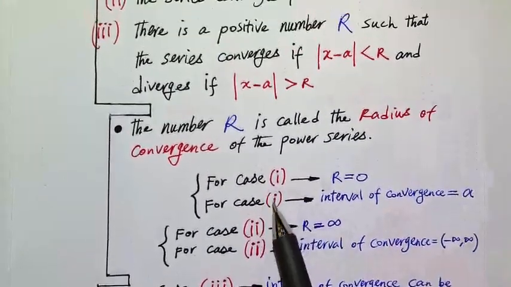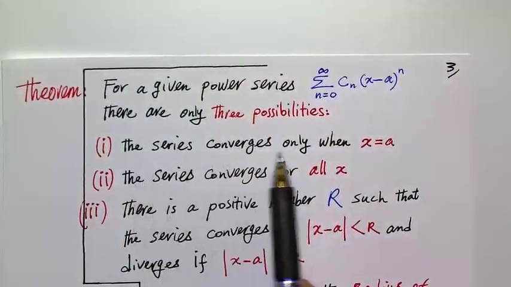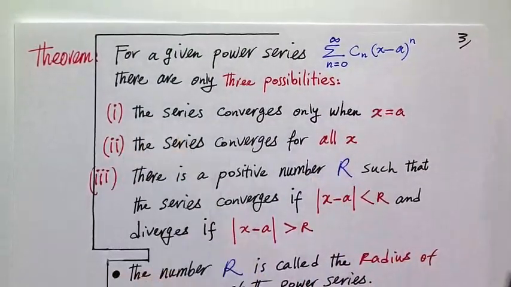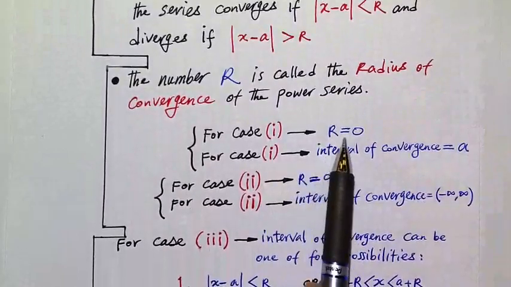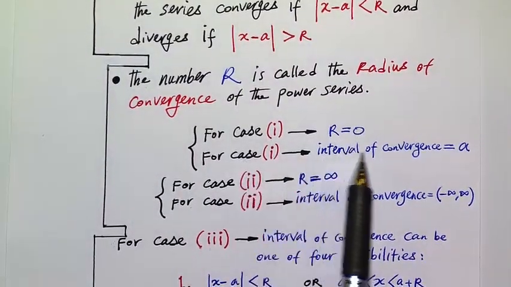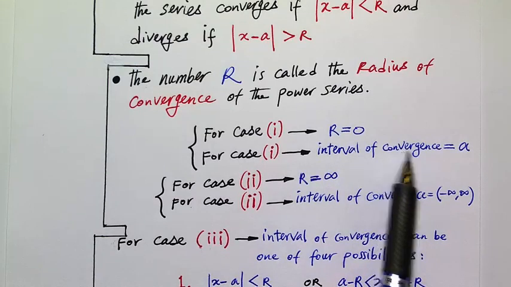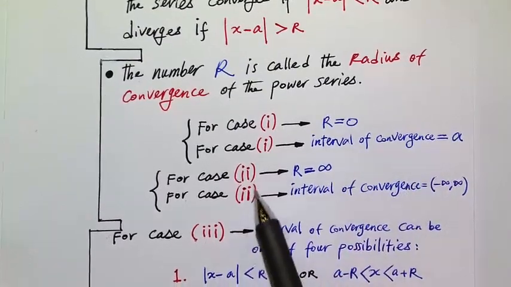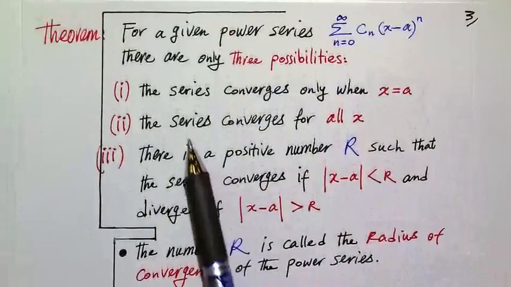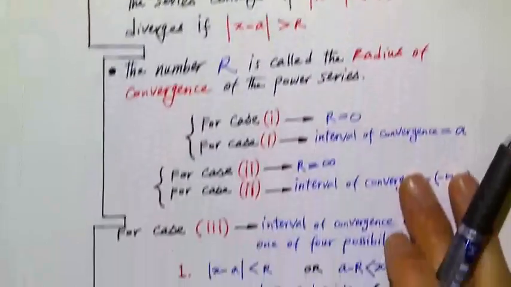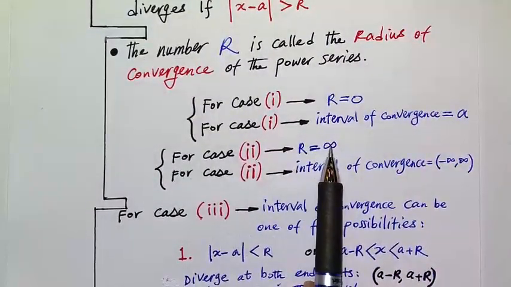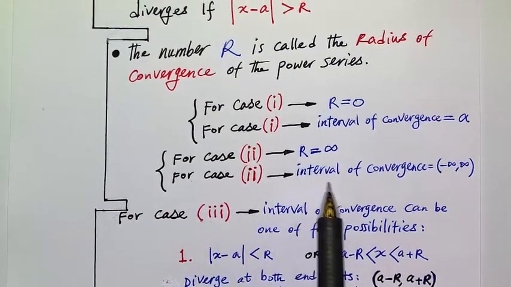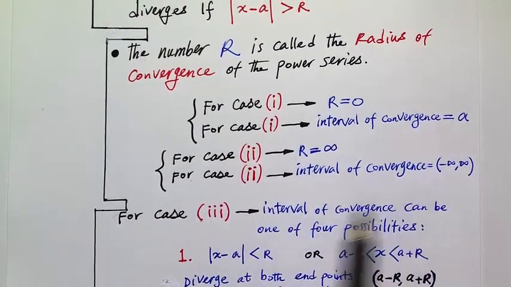For case 1, that's the case where the series converges only when x equals a. For case 1, r is equal to 0, and the interval of convergence is just one number, a. Okay. For case 2, that's when the series converges for all x. For case 2, r is equal to infinity. And for the same case, the interval of convergence is equal to negative infinity to infinity.